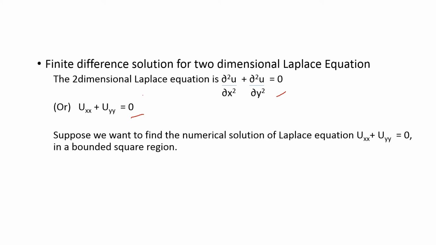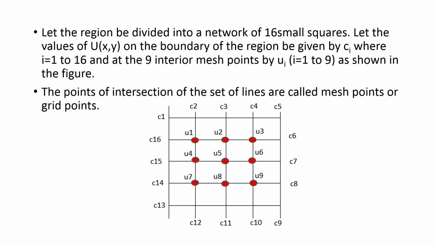Two-dimensional Laplace equation. Suppose we want to find the numerical solution of the Laplace equation uxx plus uyy equal to 0 in a bounded square region. That is what we are going to do. Let the region be divided into a network of 16 small squares, that is 4 rows and 4 columns, 4 into 4, 16 small squares.